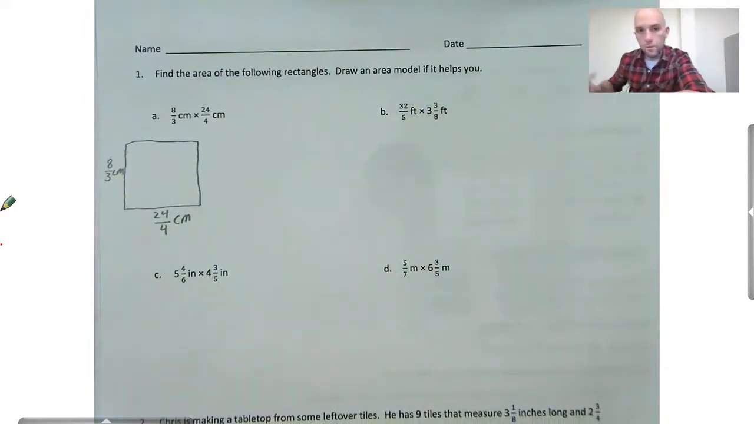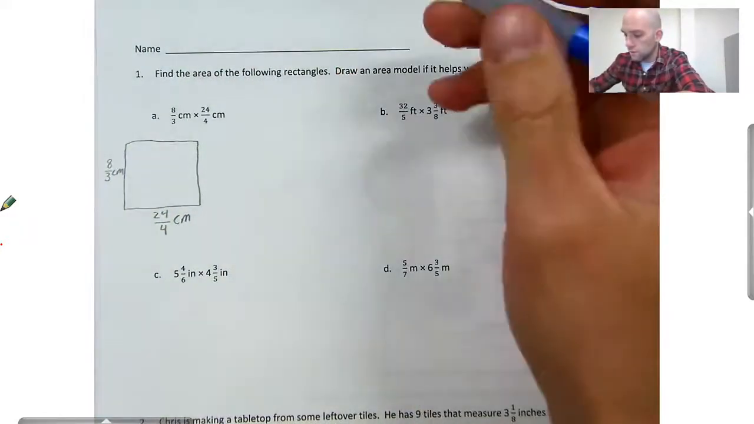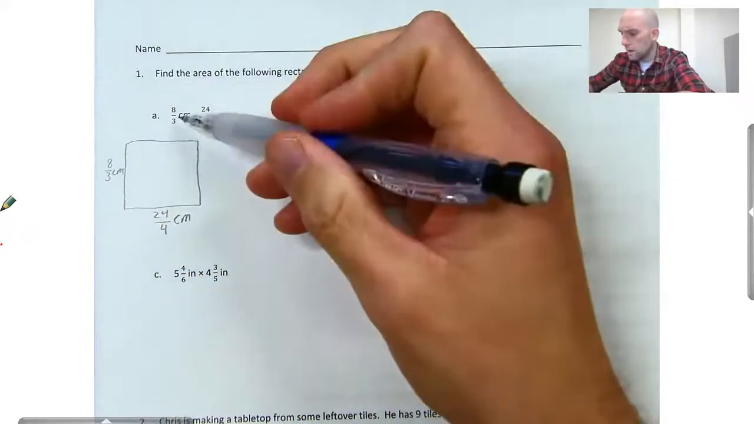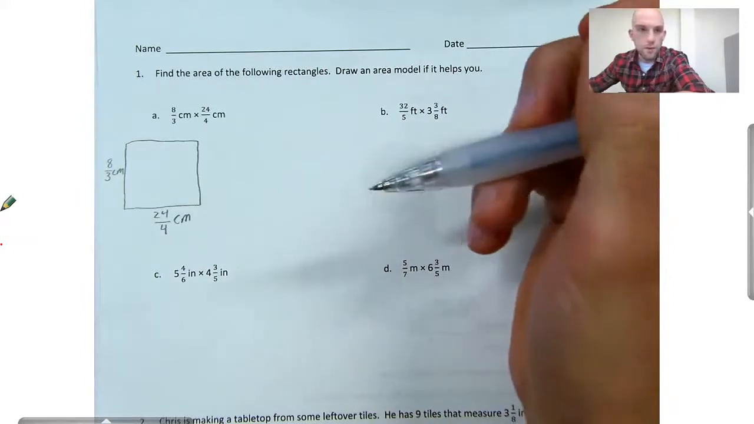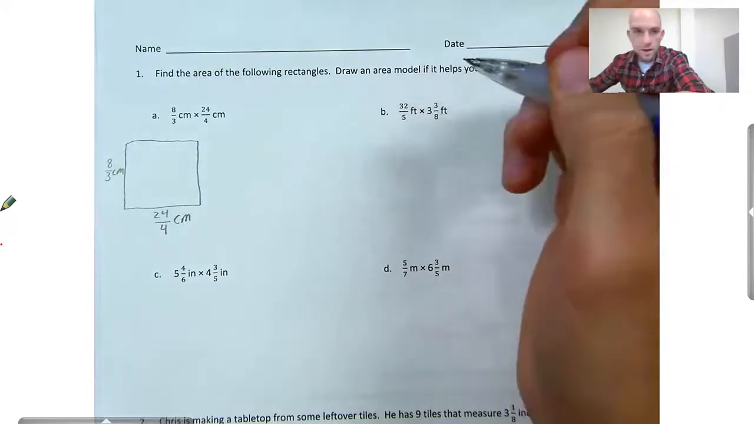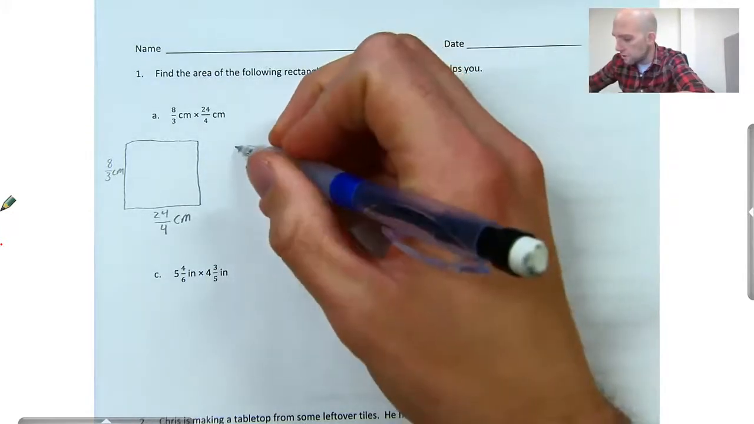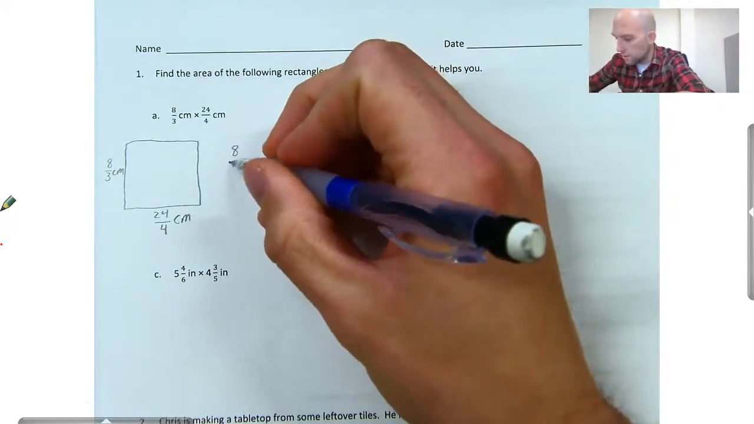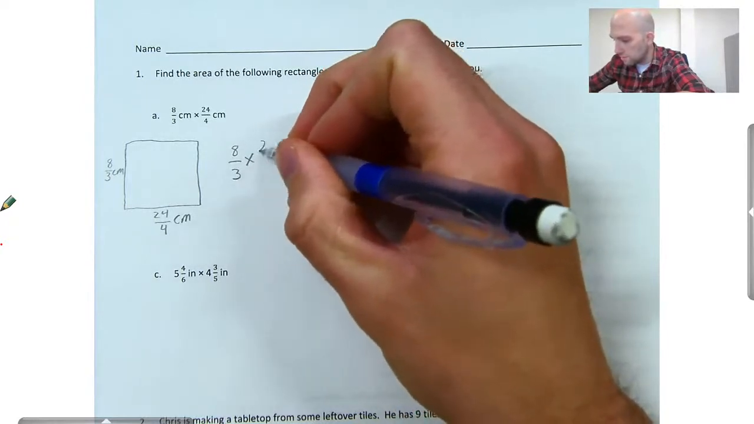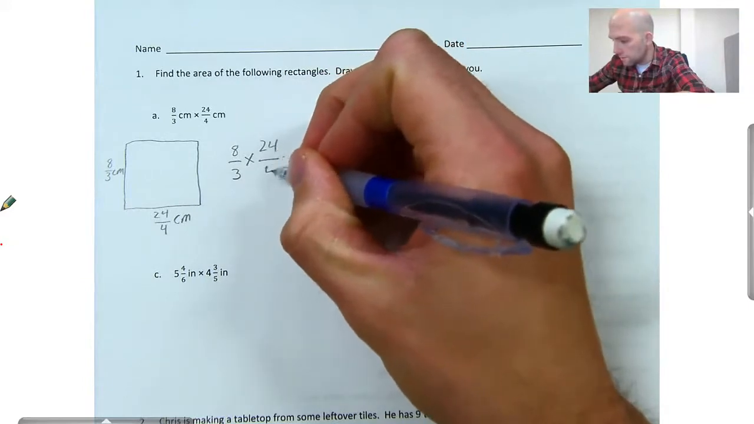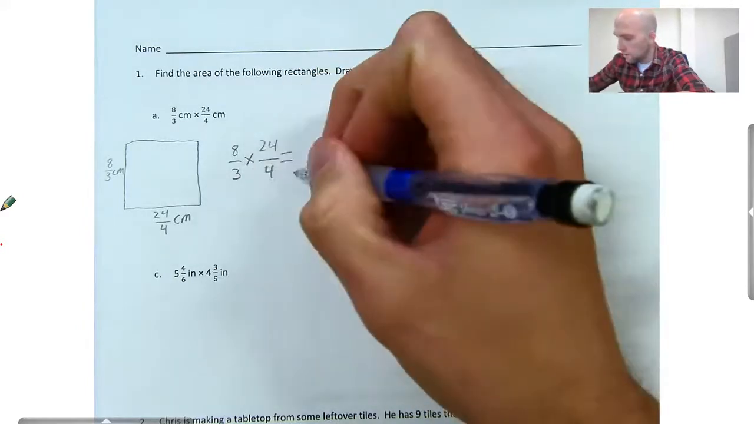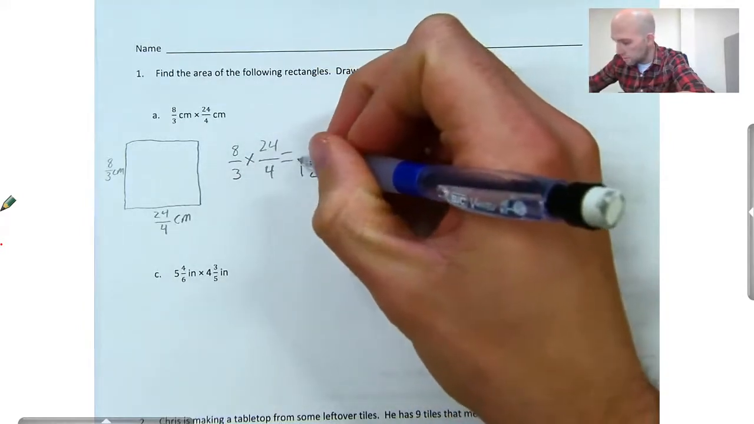So really what we want to move more into is our standard algorithm where we multiply our two sides together. And when we have two fractions, that should be easy enough for us to do. We just multiply our numerators, then we multiply our denominators. So we have 8/3 times 24/4. Well, 3 times 4 is 12. So we're going to end up with 12.